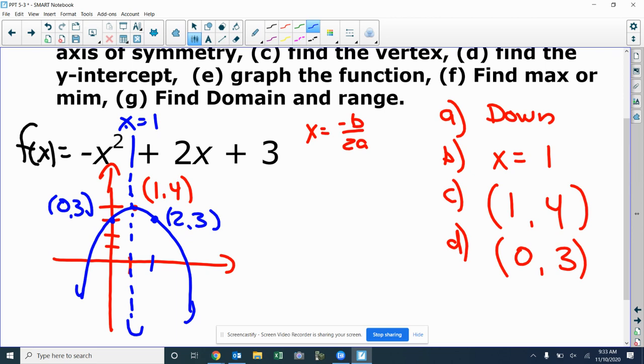Questions, everybody, so far? This is like day 3 of doing these, maybe even day 4, I think, is it?